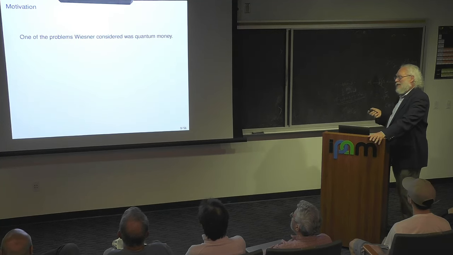So the problem with Wiesner's money is, how do you check it? Well, if you don't tell the merchant what the polarization should be, you have to send the bill back to the bank to check whether it's valid. And if you do tell the merchant what the polarizations should be, you really have to trust the merchant, because if you tell them, they could copy it.